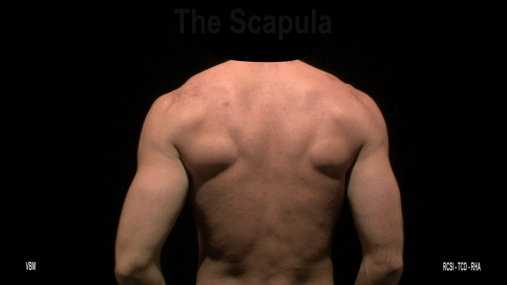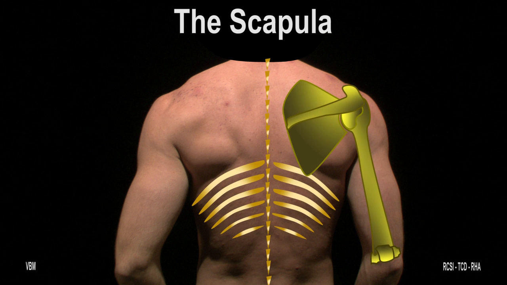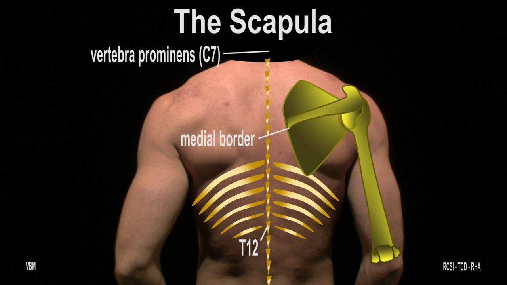The scapula. Count the vertebral spines down from the 7th cervical vertebra, which is the most prominent, to the 12th thoracic vertebra. The medial border of the scapula crosses the 2nd to the 7th rib. Note the first rib cannot be palpated.